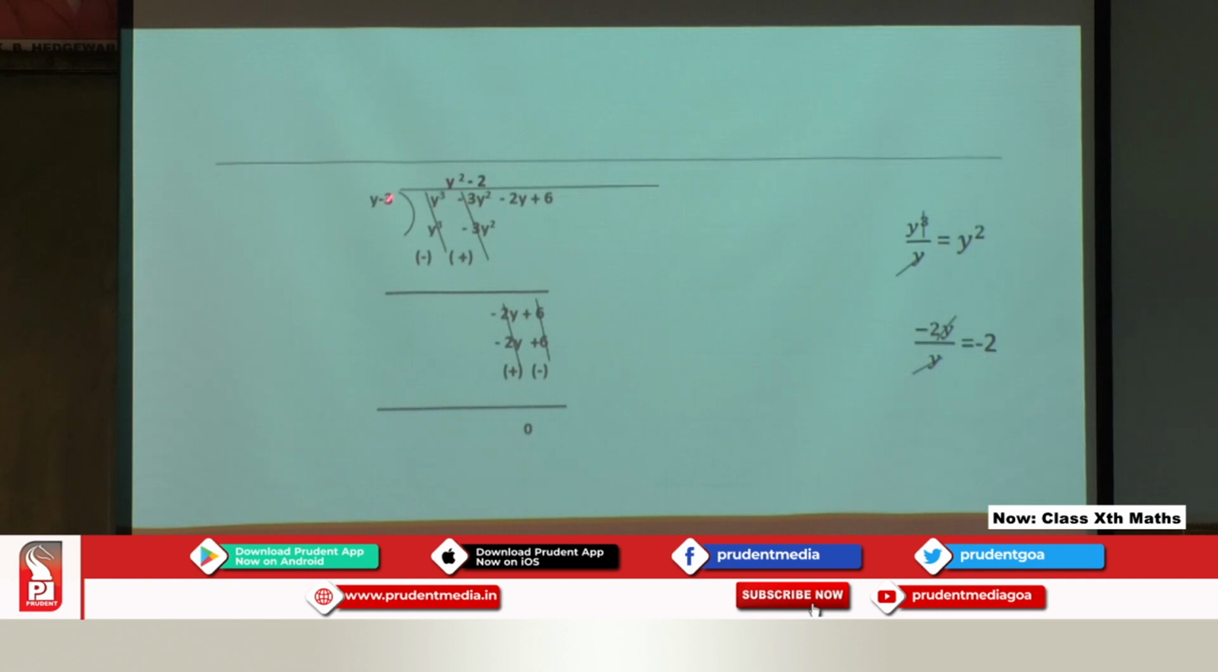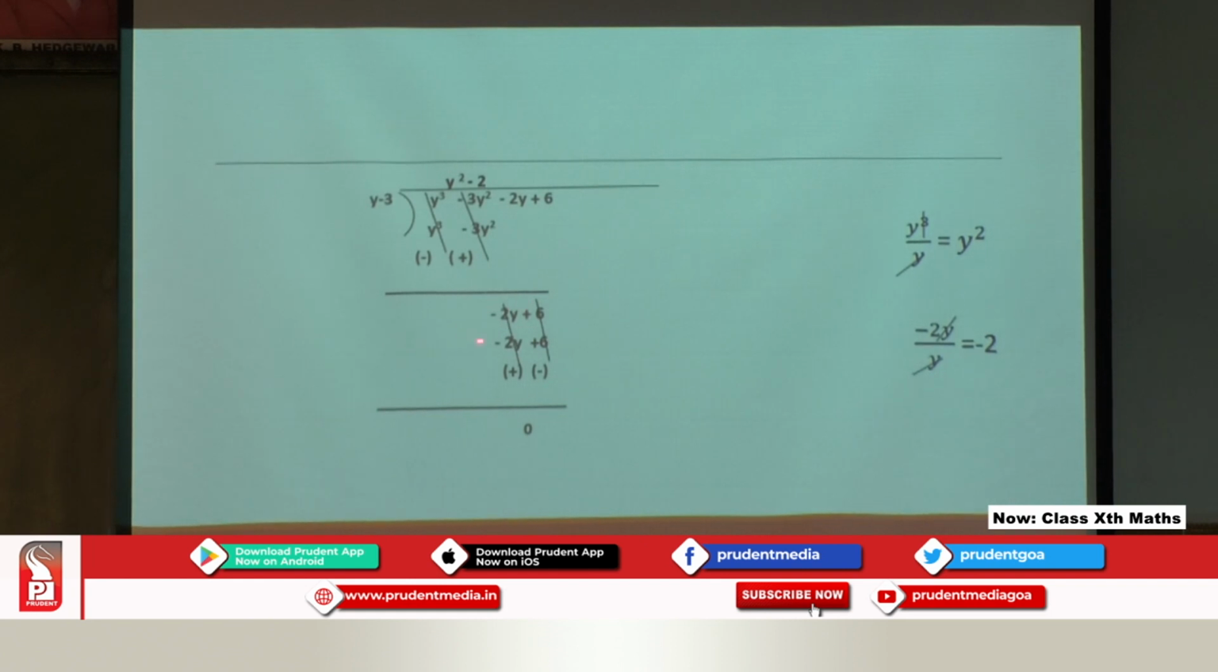Next, we multiply this y square into the entire divisor. So y square into y is y cube, y square into minus 3 is minus 3y square. Then changing signs, positive changes to negative, negative changes to positive. This term cancels and this term also cancels, and we get 0. Next, bring down the minus 2y and plus 6.